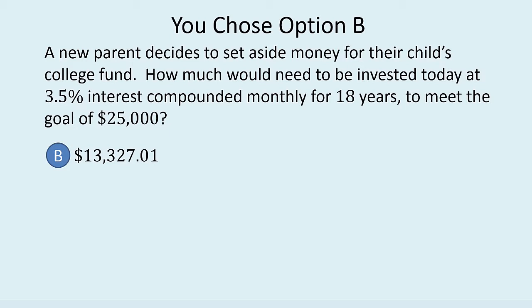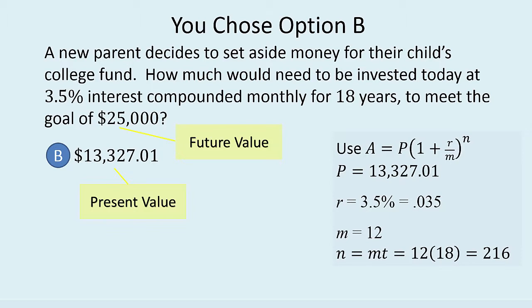You chose option B. Let's check it out. You've concluded that $13,327.01 should be invested at 3.5% interest for 18 years to result in a future value of $25,000. Let's use the future value formula to check. We'll plug in the present value, $13,327.01, the interest rate in decimal form, 0.035, M, which is the number of compounding periods in 1 year, which is 12 because the interest is compounded monthly, and N, which is 216.